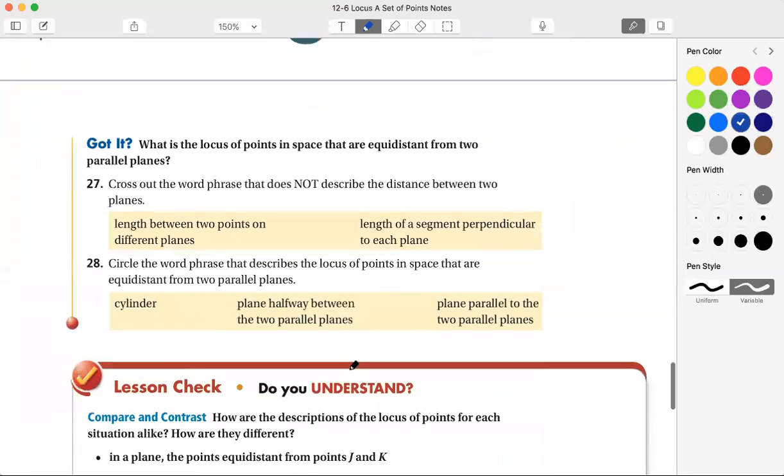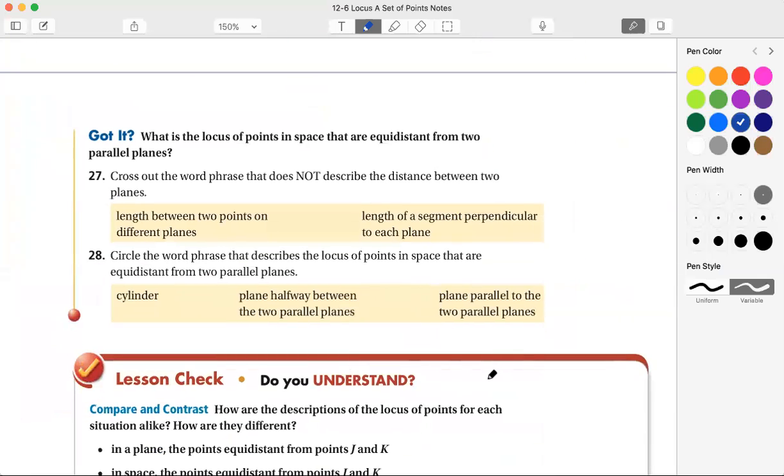Okay. So what is the locus of points in space that are equidistant from 2 parallel planes? Cross out the word or phrase that does not describe the distance between the planes. This does not, this does. It's the length of a segment perpendicular to each plane. Circle the word or phrase that describes the locus of points in space that are equidistant from the 2 parallel planes, and that would be the plane halfway between the 2 parallel planes.